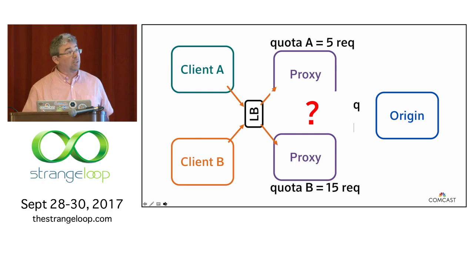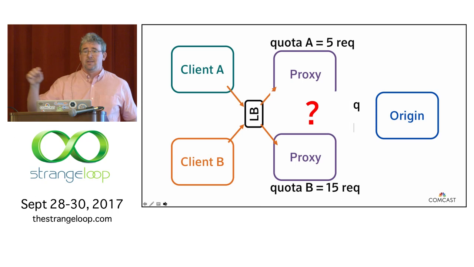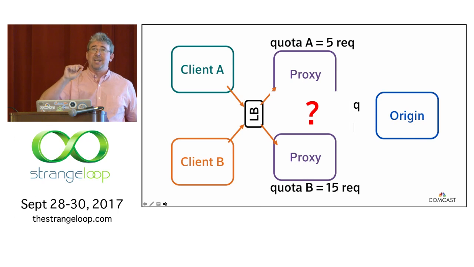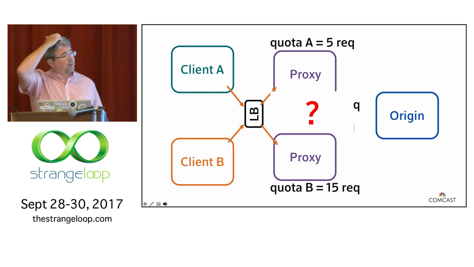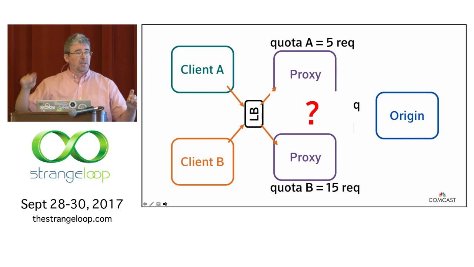Right? So I've got quota A at 5 requests per second. Well, I've got 2 instances. Does that mean 5 concurrent requests? Does that mean I need to divide by 2 and configure each proxy to just have 2.5 concurrent requests? I'm not sure how I count half a concurrent request anyway. Or do I have to have some centralized bookkeeping, right?